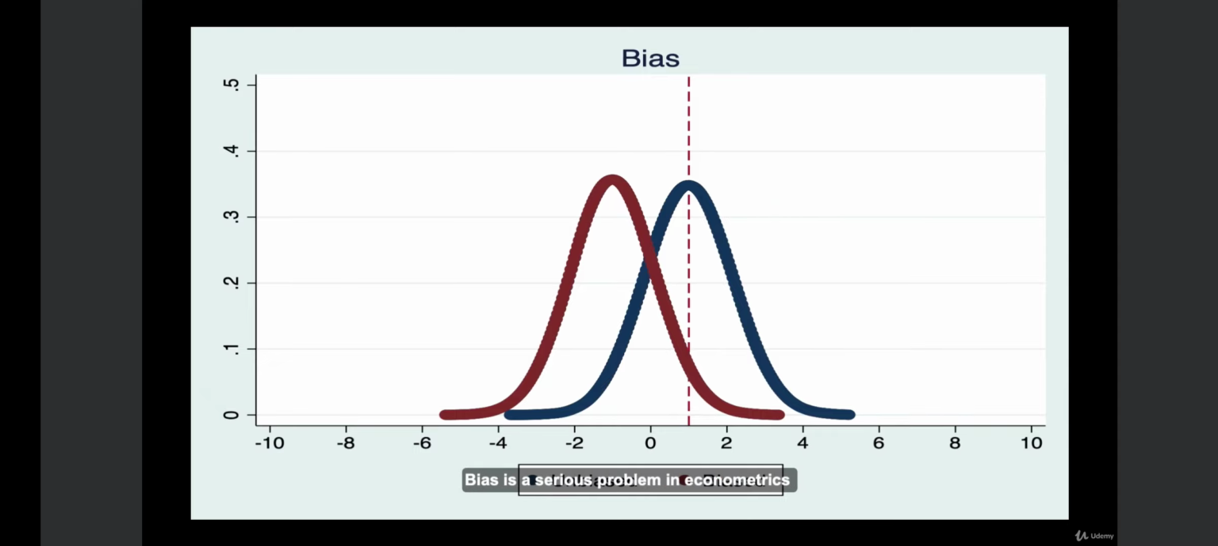Bias is a serious problem in econometrics, and ordinary least squares require some pretty strict assumptions for estimates to be unbiased. It is important then to have some understanding of the assumptions behind ordinary least squares.